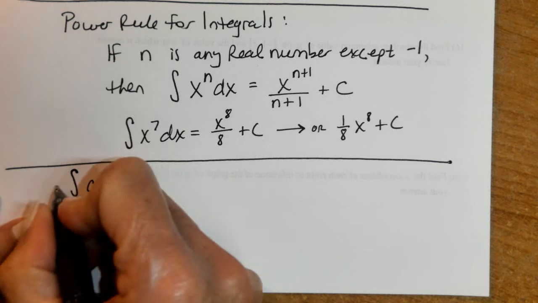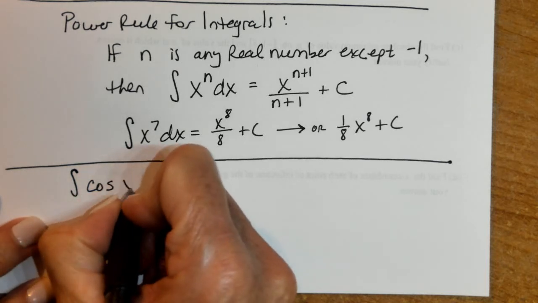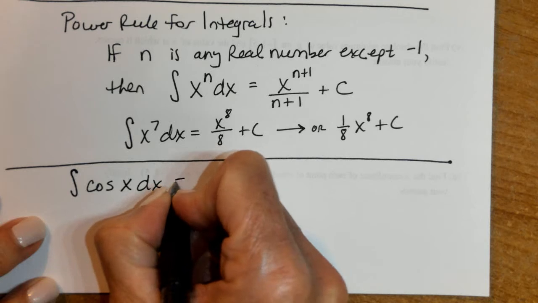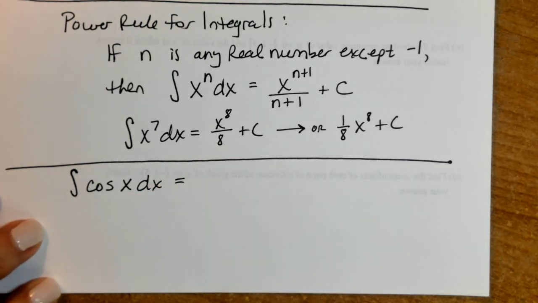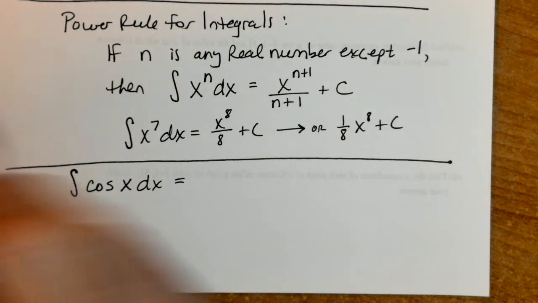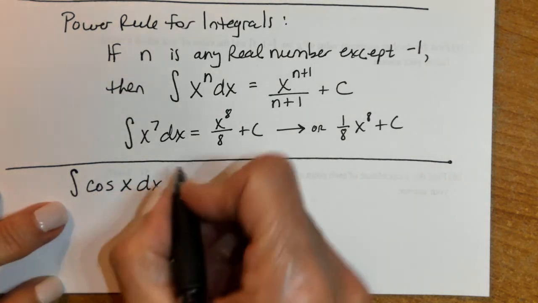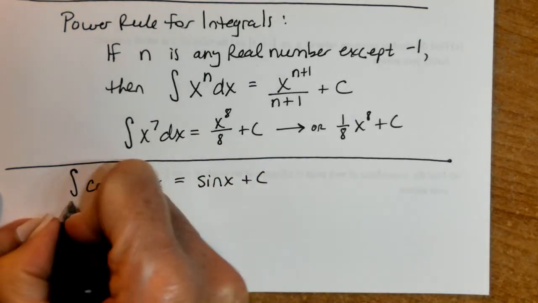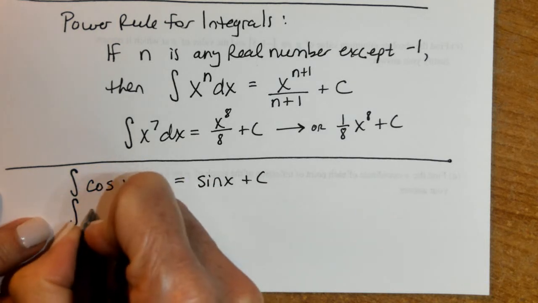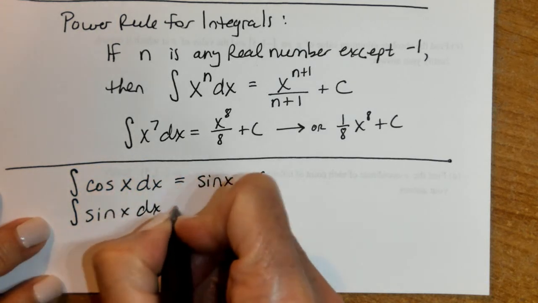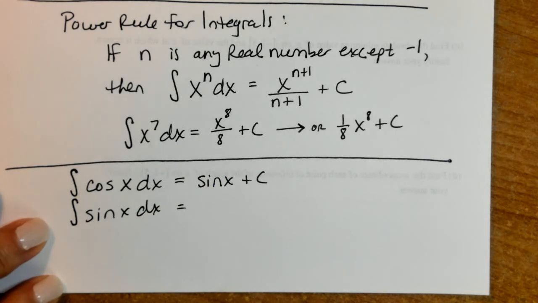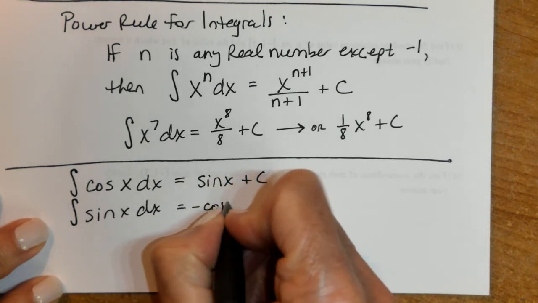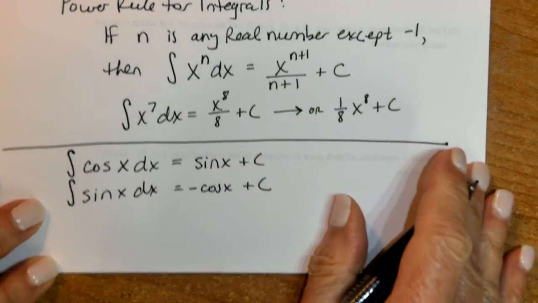The integral, the antiderivative of cosine x with respect to x. We ask ourselves, what function's derivative is cosine x? Well, we know the derivative of sine is cosine, so the antiderivative of cosine has to be sine. Has to be. The antiderivative of sine, we ask ourselves, what function's derivative is sine of x? Well, we need a negative cosine of x.